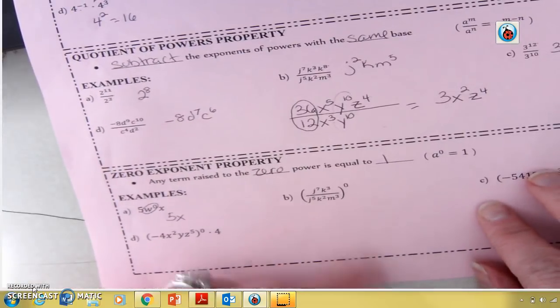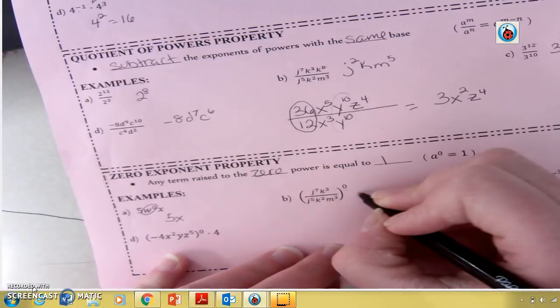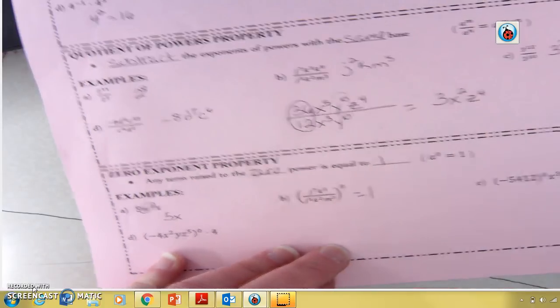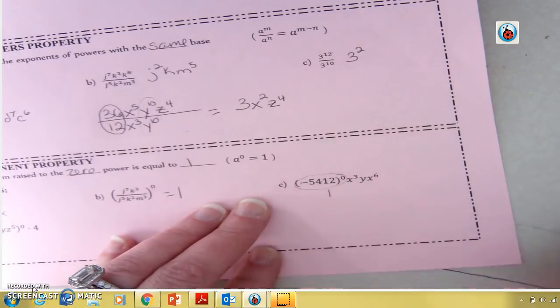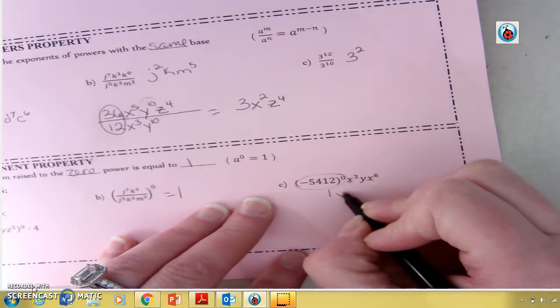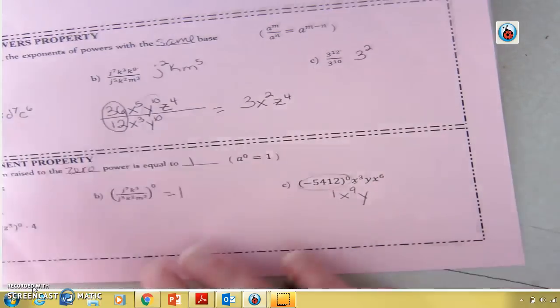This one looks tricky, but the whole thing is to the 0 power. So it doesn't really matter what happens in here. I just know it's 1. Okay, this whole thing becomes 1. Then I've got 9 x's and just a y. You wouldn't have to have the 1 there if you wouldn't want to.